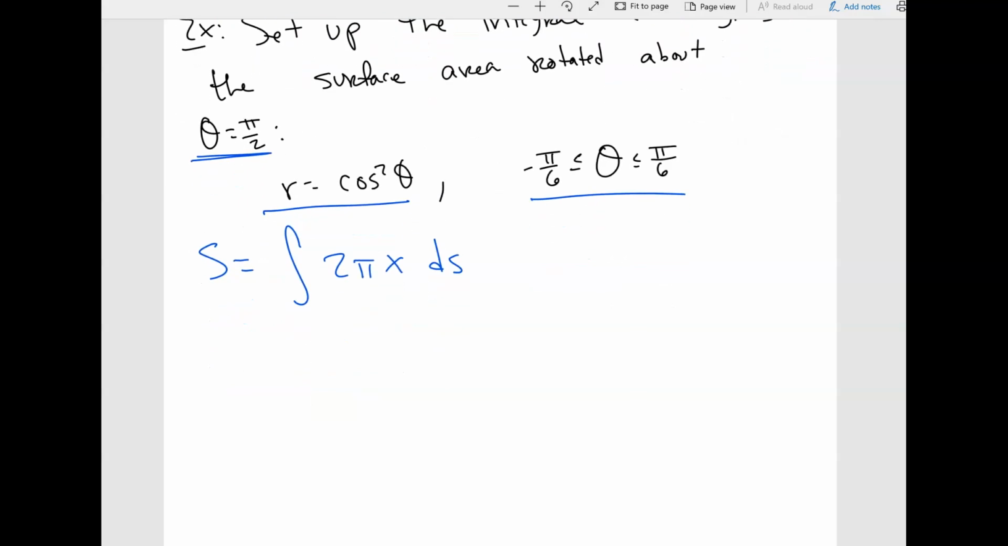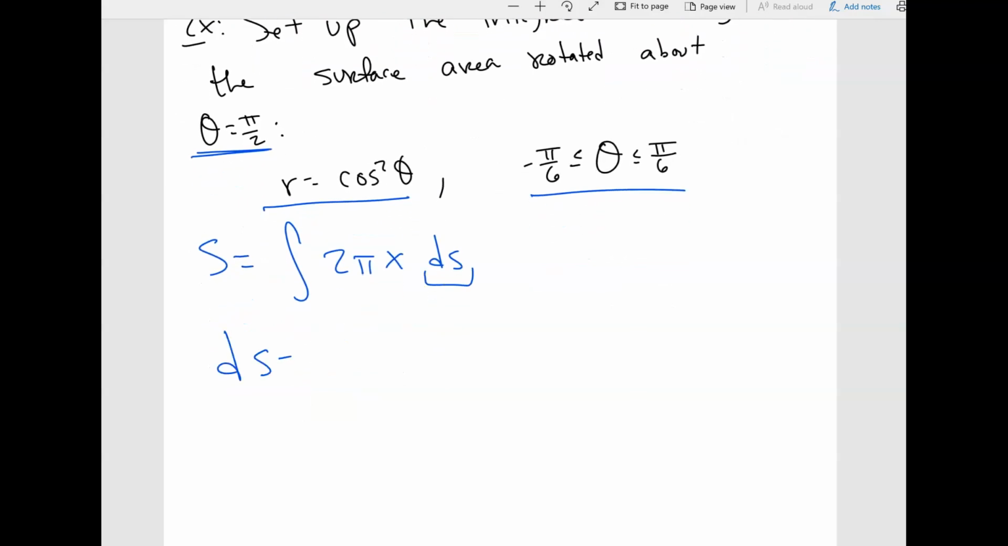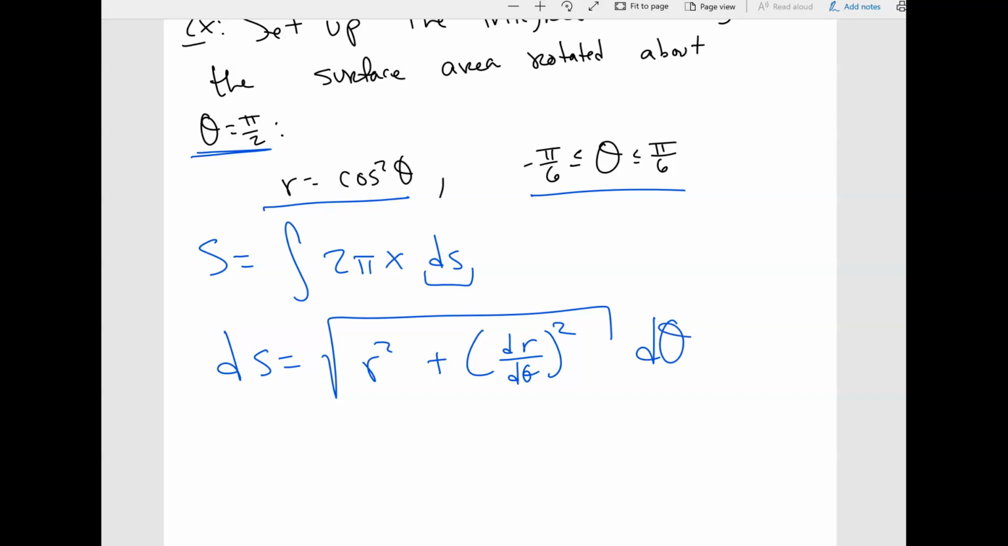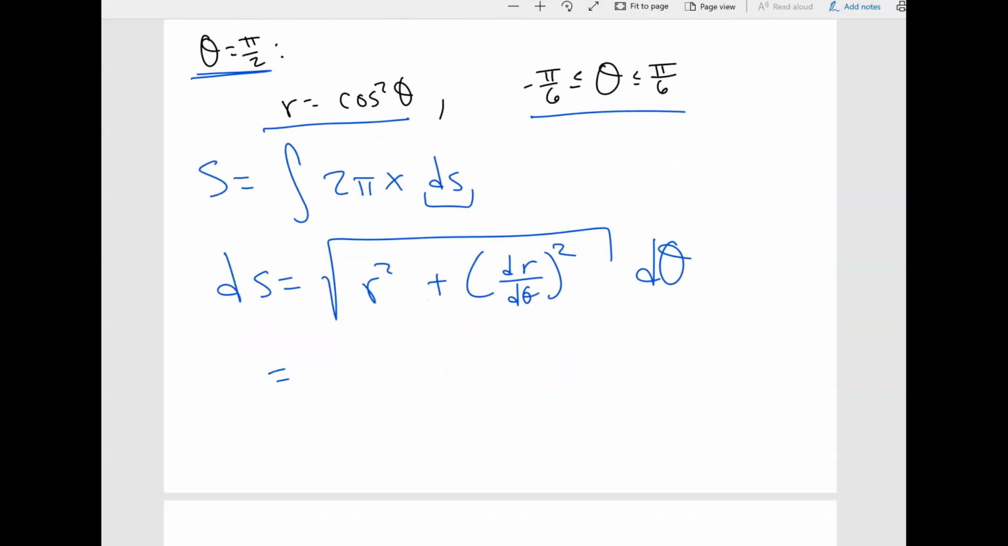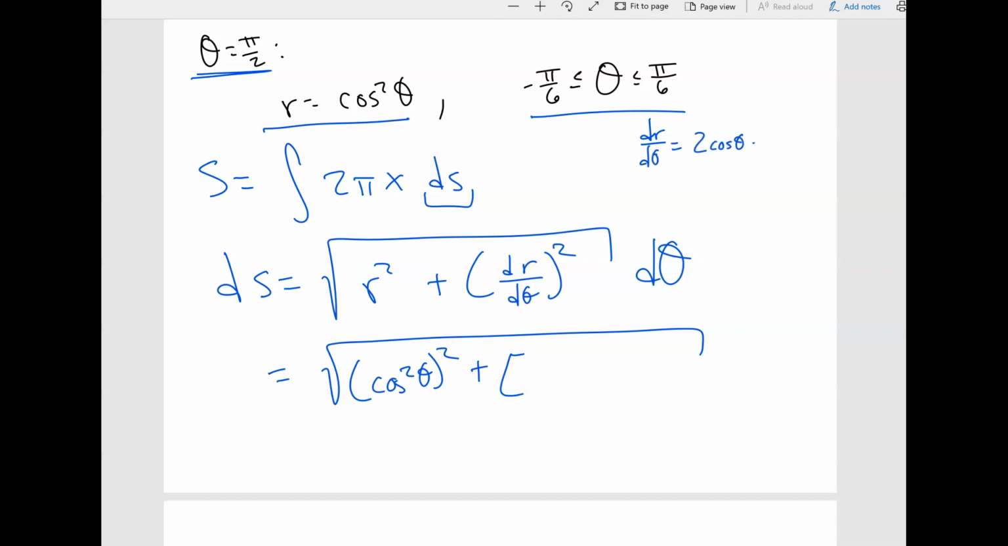Okay, the first thing to worry about is this ds. ds is going to be equal to the square root of r squared plus dr over d theta, whole quantity squared, d theta. So let's figure out what that is. r squared is just going to be cosine squared theta, whole quantity squared. The derivative dr over d theta, if it was cosine squared, is going to be 2 cosine of theta times the derivative of that, which is negative sine of theta. So this is going to be negative 2 cosine theta sine theta, squared, d theta.